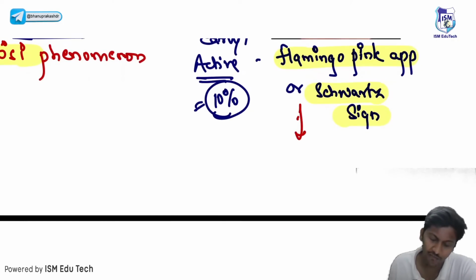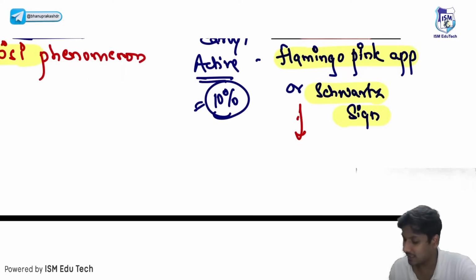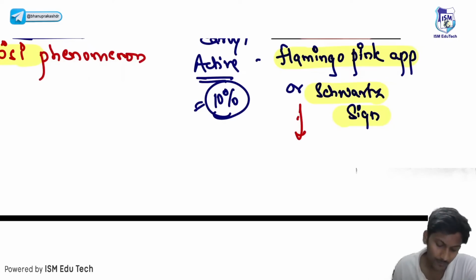These patients are treated differently. Yes, these 10% cases, if they are showing the flamingo pink appearance or the Schwartz sign, are treated differently. What is the treatment of choice for this patient?